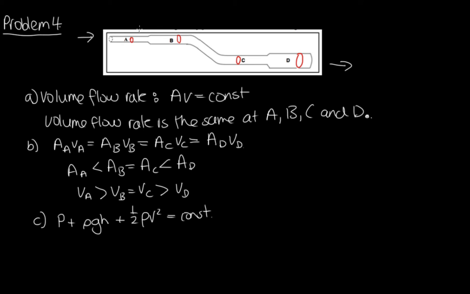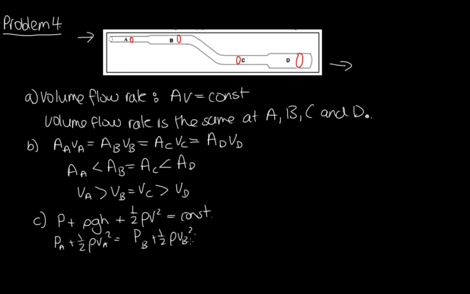Now let's just compare points next to each other. A and B, they're at the same height. So we know that the pressure at A plus a half rho VA squared is equal to the pressure at B plus a half rho VB squared. The height's the same, so this term would cancel out on either side.